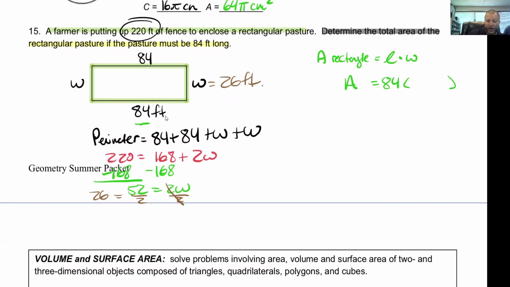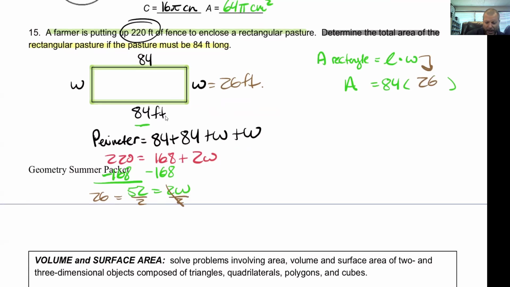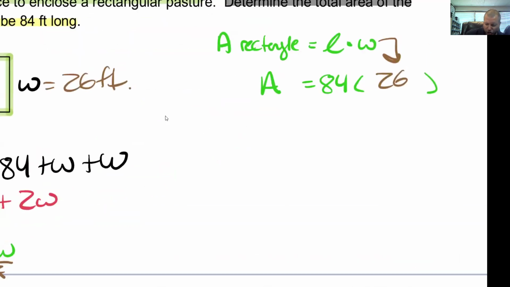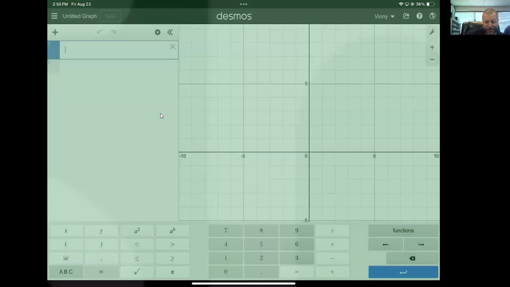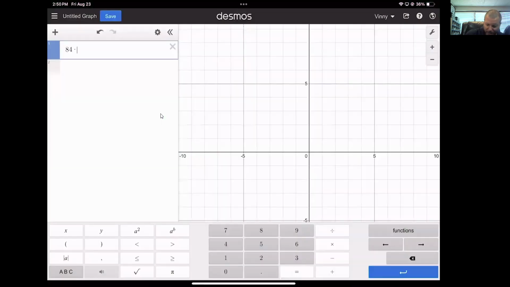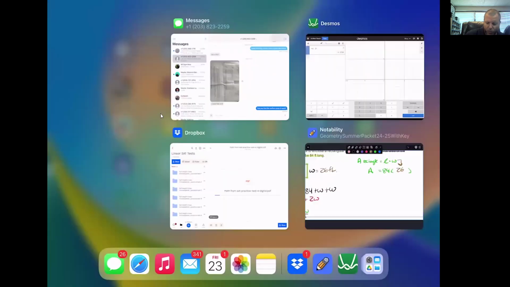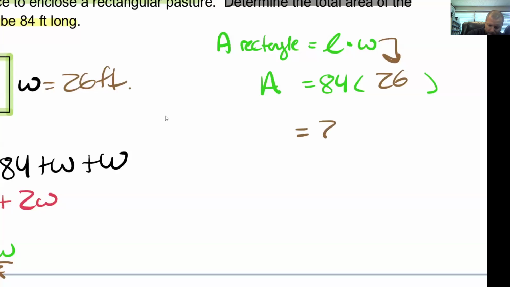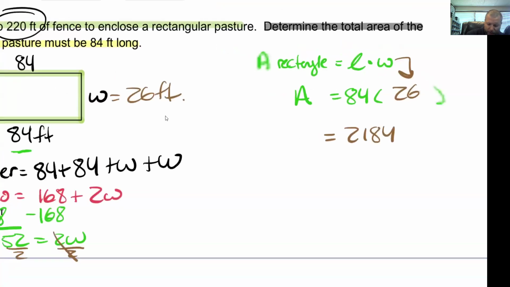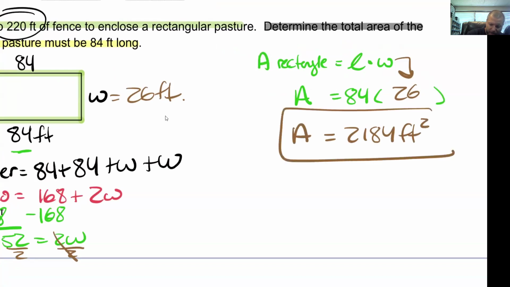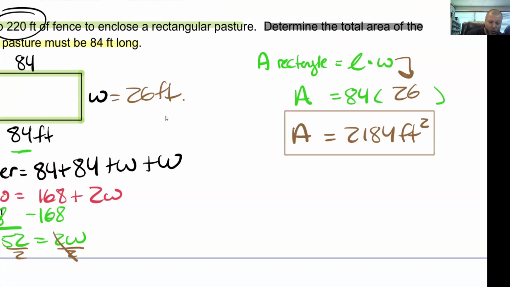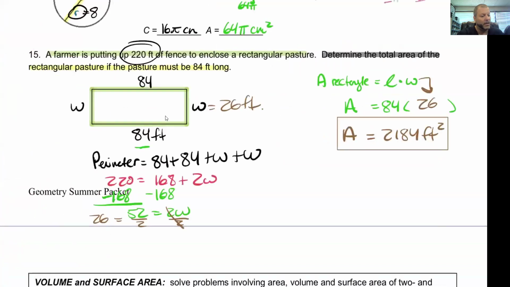All right, so now that we know the width, right, we figured out our goal, right? So we want to find the width, we found it. So last thing to do is just 84 times 26. I could just show off with all my mental math skills, but I'm just going to do it in here. 84 times 26 is 2,184. And our units were feet. So feet times feet is going to be feet squared. So that would be the total area of this rectangular pasture.